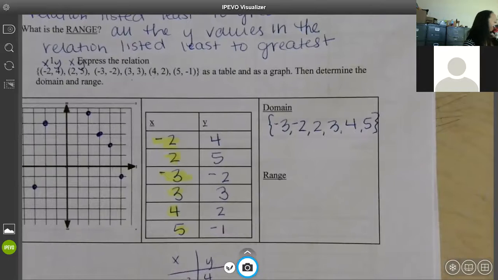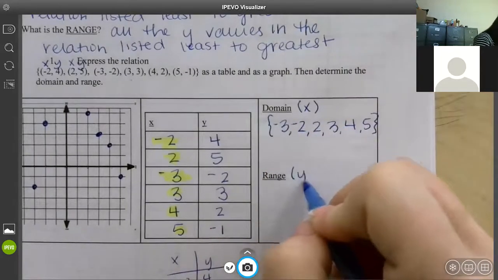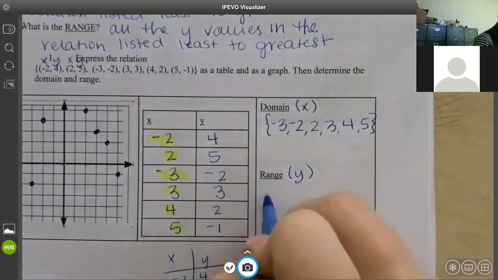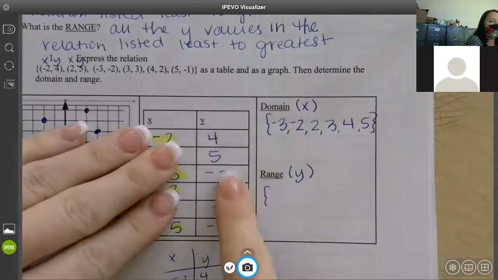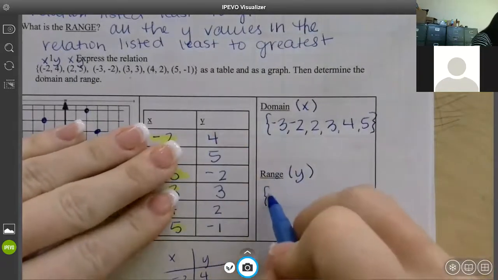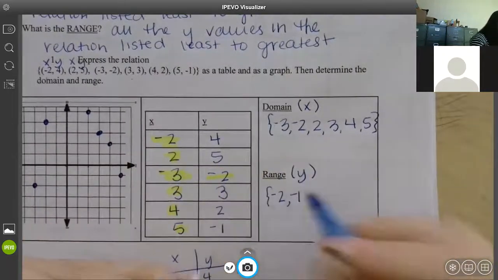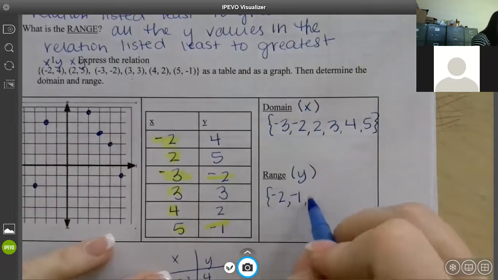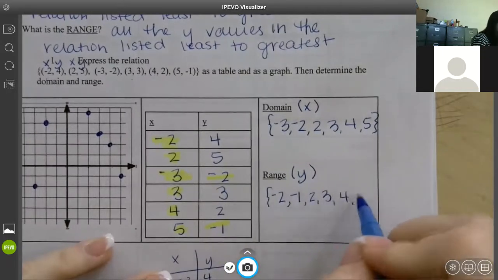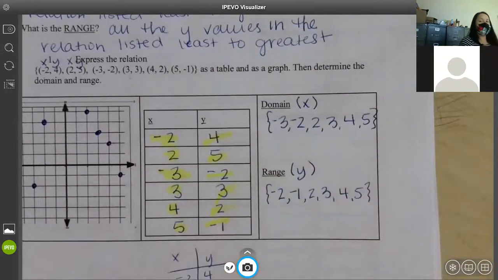All right. Same thing for range, except we're going to use the Y. So again, remember domain is X, range is Y. You do the same thing, little curly brackets. See, that one looks like a squiggly line. It's not very pretty. What's your littlest one in this column? -2. So we got that. What's your next one? And then keep going. 2, 3, 4, 5. And then we've used them. That's it. So that's domain and range.